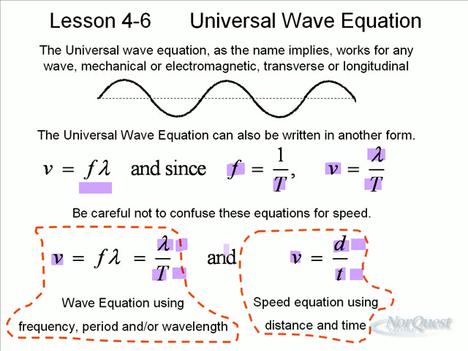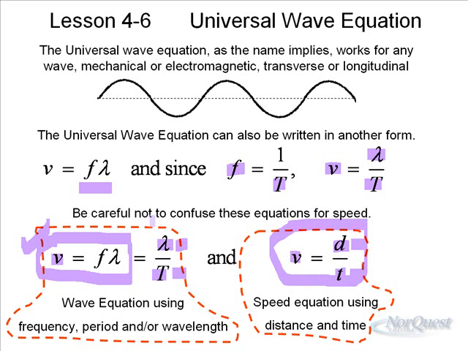So we'll get some practice using the universal wave equation. It's fairly straightforward because it is quite a simple little equation. This is normally the form we'll find it in. And as you do practice equations, just keep in mind that this equation works for distance and time. This equation works for frequency and wavelength. And they may seem similar, but they actually are quite independent of each other.